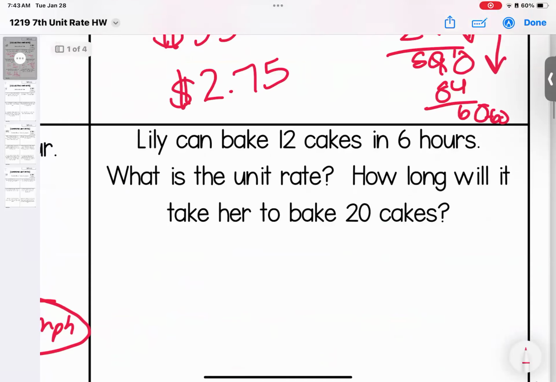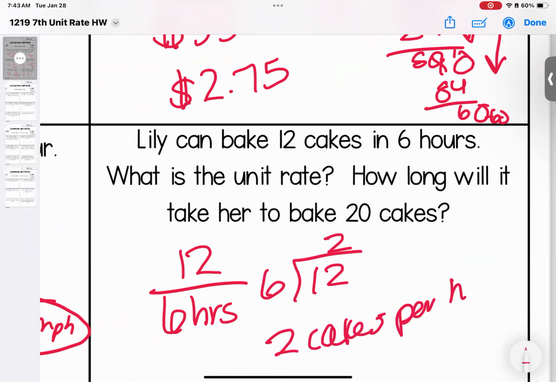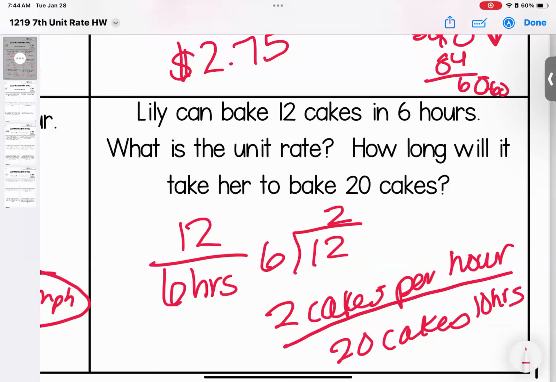Lily can bake 12 cakes in 6 hours. What is her unit rate? So we're going to start with if she does 12 cakes in 6 hours, she does 2 cakes per hour. That's our unit rate. How long will it take her to bake 20 cakes? Well, if it's 2 cakes per hour, 20 cakes would be 20 divided by 2 is 10 hours. So 2 cakes per hour is our unit rate. She can do 20 cakes in 10 hours.